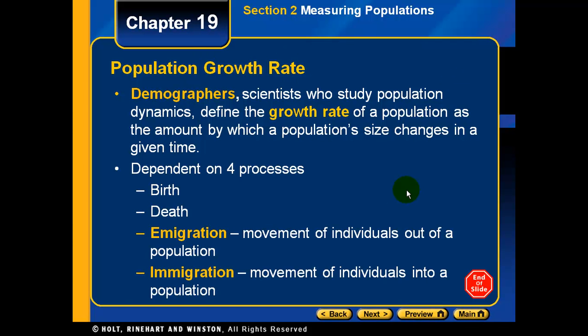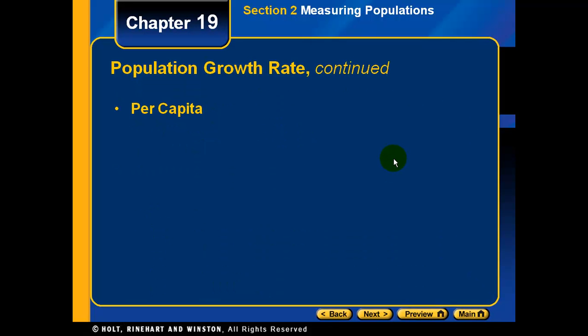Growth rate is dependent on four processes. Obviously, the number of people being born: birth, death, emigration, and immigration. Make sure you know the difference between those two terms. Emigration is the movement of individuals out of a population. Immigration is movement of individuals into a population.